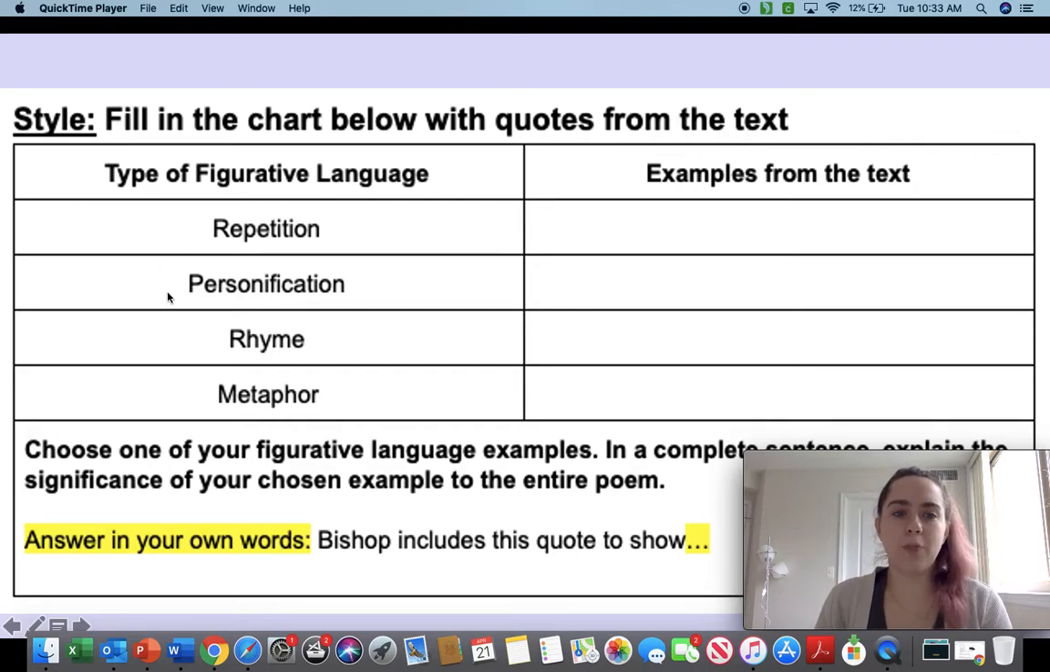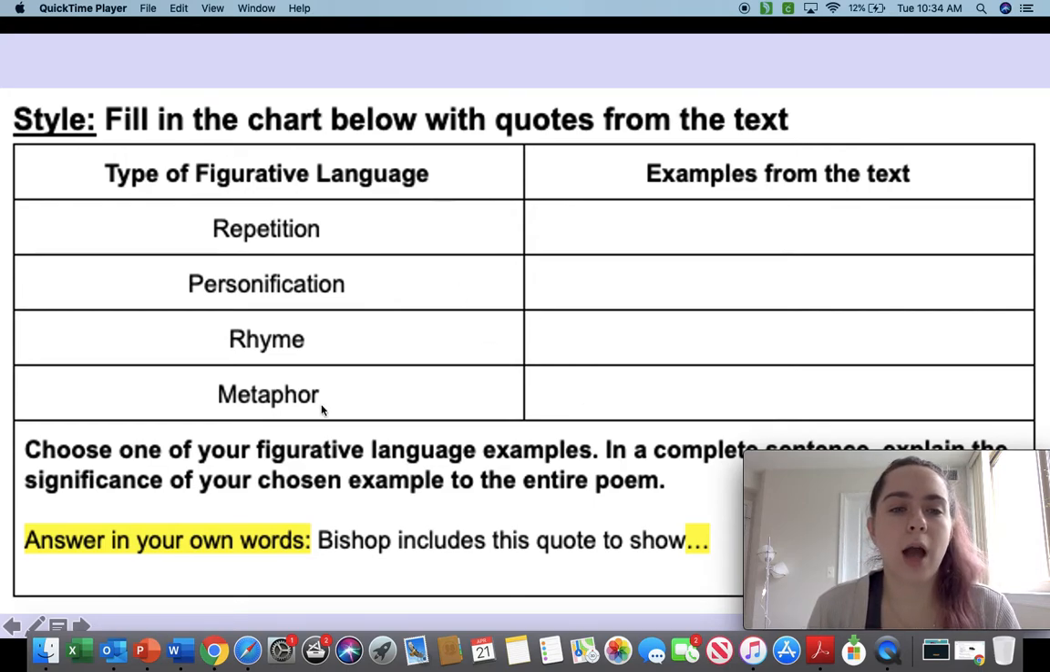In each box, there's a different kind of figurative language. I want you to find the quote that shows this type of figurative language and paste it over here where it says examples from the text. So you're going to find an example of repetition in the poem One Art and paste it here. You can find an example of personification in the poem One Art and paste it here. Find an example of rhyme, put it here.